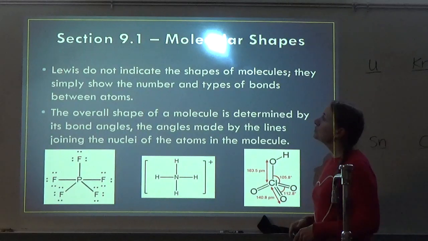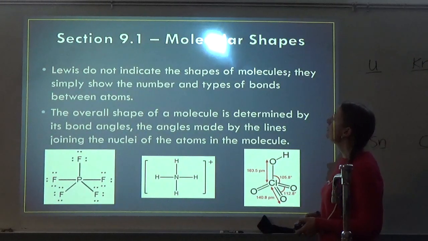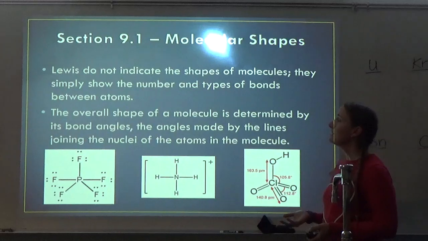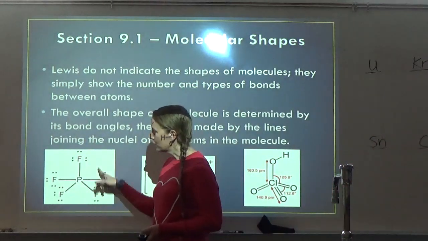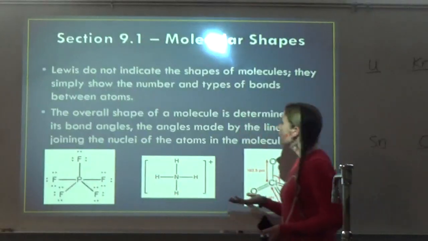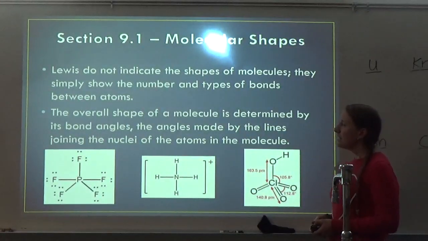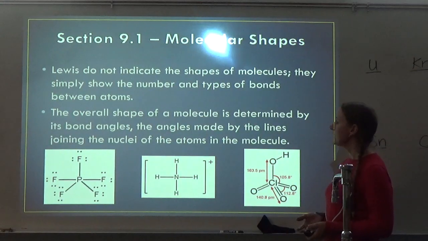Lewis structures do not indicate the shape of molecules. They simply show the number and types of bonds between atoms. For example, a Lewis dot structure might look like this. The overall shape of the molecule is determined by its bond angles, which are the angles made by the lines joining the nuclei of the atoms in the molecule.